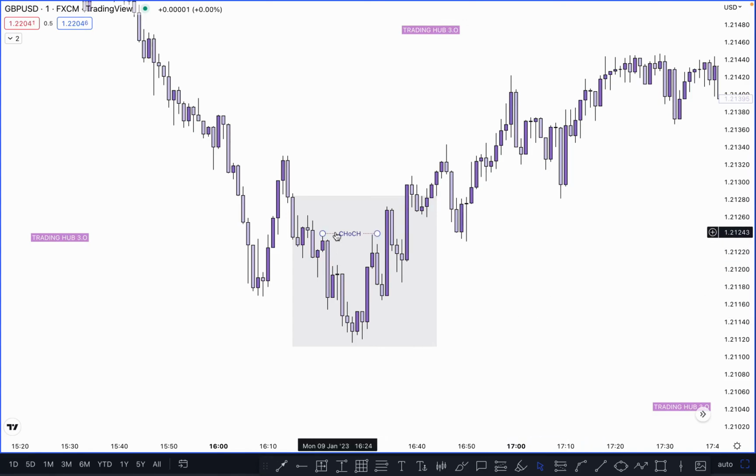So this one is our change of character. This one is not a change of character, as we know, because this one is not a valid pullback as per our plan.